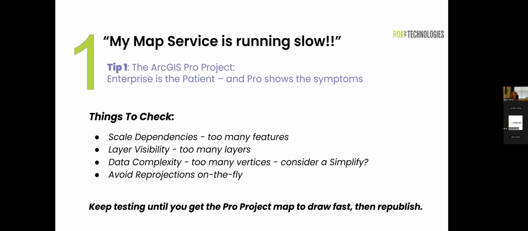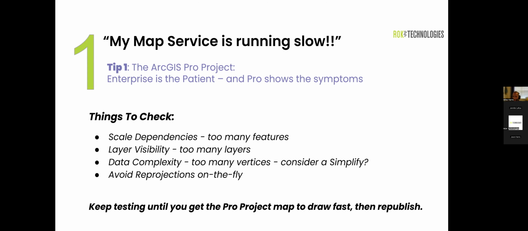When we open up that Pro project, we're going to start the investigation, the examination. We want to take a very methodical approach. We want to start looking at each layer individually. We want to see if it could be the one that's causing the entire map service to be slow. A couple of quick tips: don't turn on your heavy layers at full extent. Set some scale dependencies. Don't have too many layers in the service. Less is more.